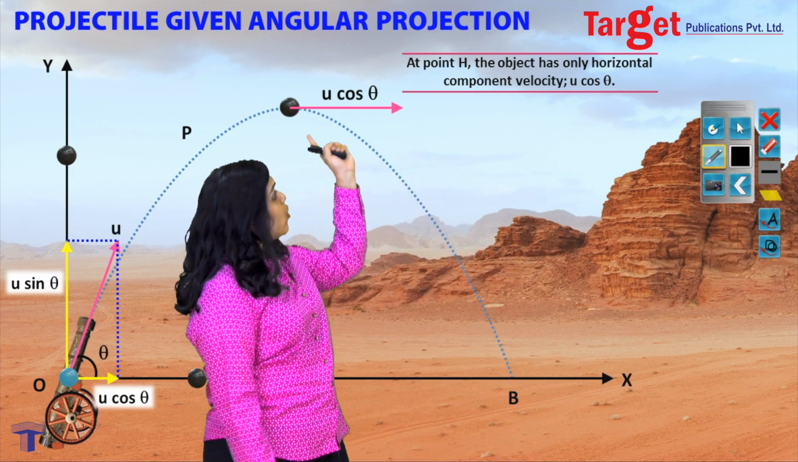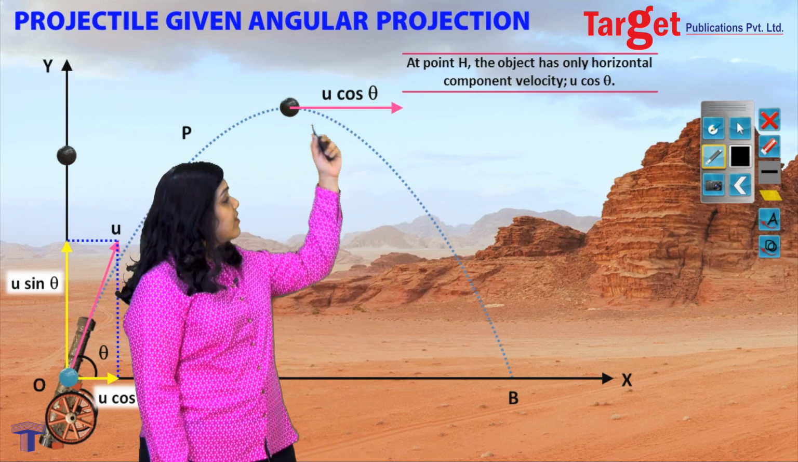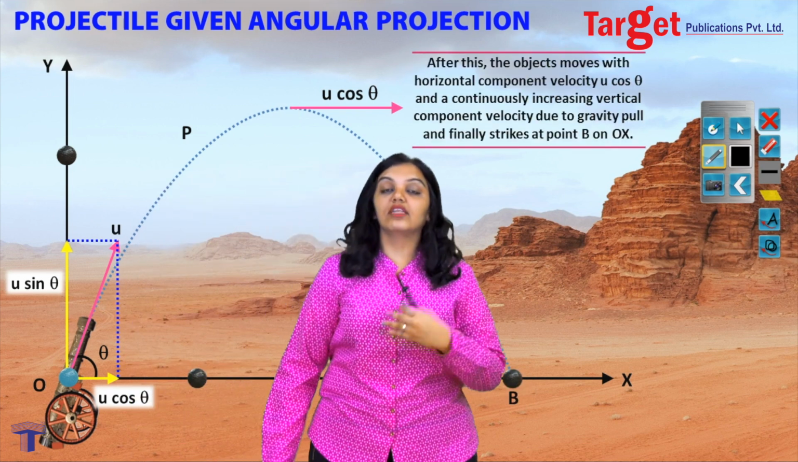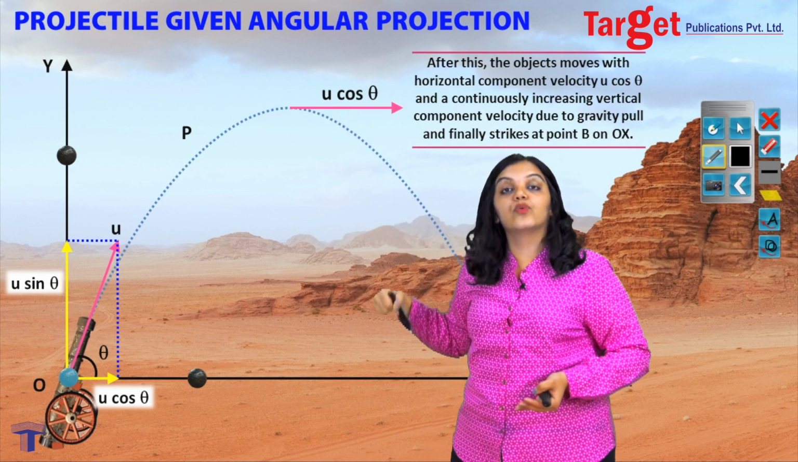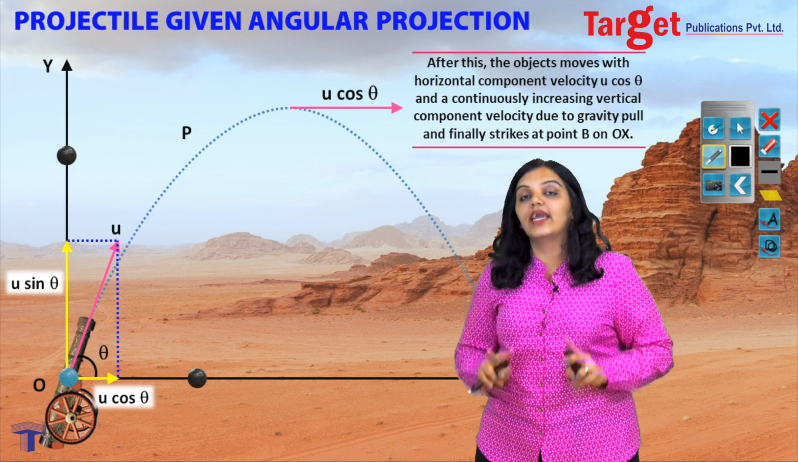Now, from this point onwards, up to the point it reaches back on the ground, the vertical velocity will again increase. And then this velocity will again increase from 0 and it will keep on increasing till the object reaches the ground again. What are the two main conclusions?